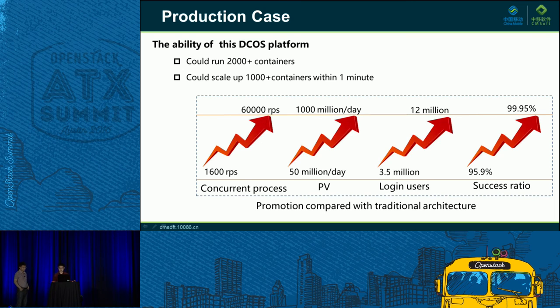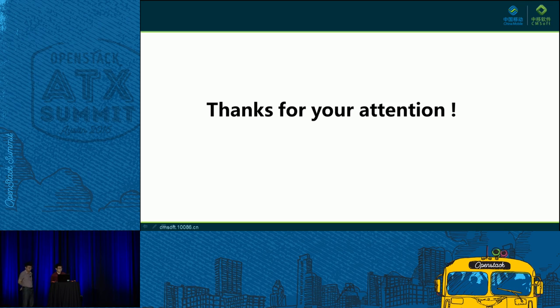For a limited-time promotion activity for phone recharge in November 2015, our platform successfully coped with the huge burst in access and ensured a good user experience. Now this application can handle 60,000 concurrent requests per second, and can support a maximum of 1,000 million PV a day and 12 million login users. This is shown in the table. This is a huge improvement compared with the traditional architecture before we migrated to this platform. That's all my share. Thank you for your attention.